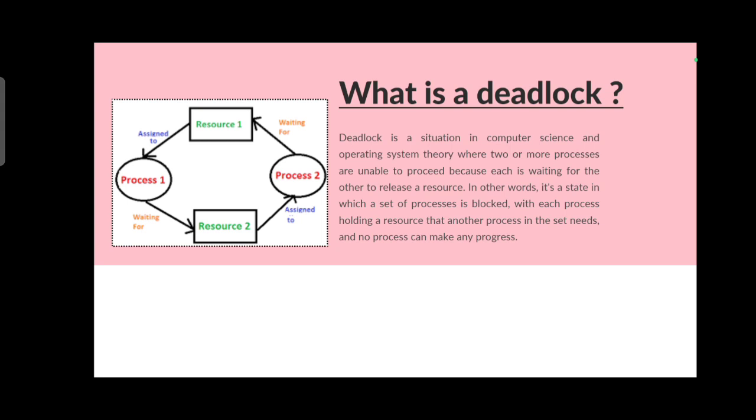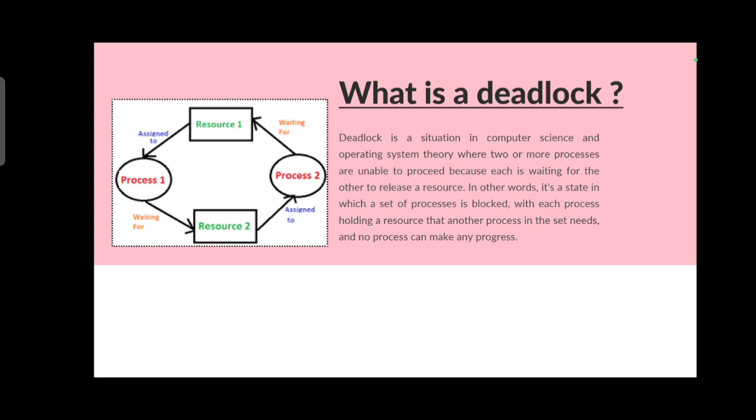Deadlock is a situation in computer science and operating system theory where two or more processes are unable to proceed because each is waiting for the other to release a resource. If we observe this diagram, we can clearly understand what is a deadlock. It is nothing but a situation where two or more processes are unable to proceed further because each process is waiting for other process to release a resource.